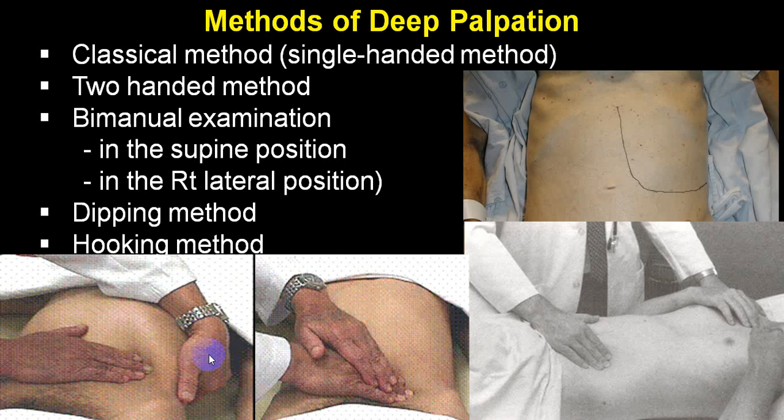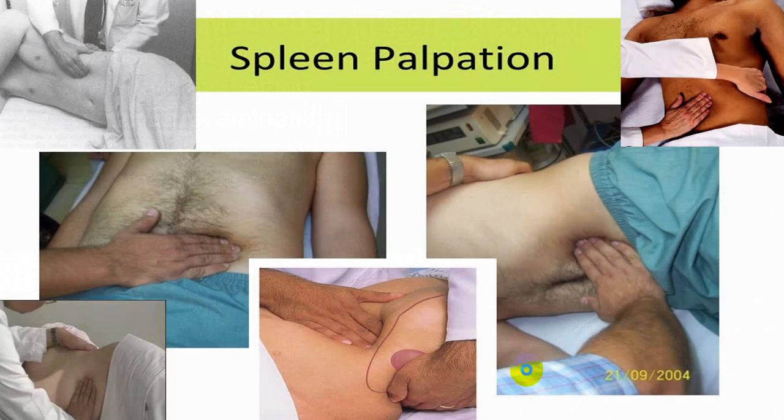So this becomes a pushing hand, this is a palpating hand. This is a two-hand method, this is a single hand method. You can see that this is a single hand method. This is a bimanual palpation. This is a hooking method. This is again a bimanual palpation. So these are the different techniques for spleen palpation.